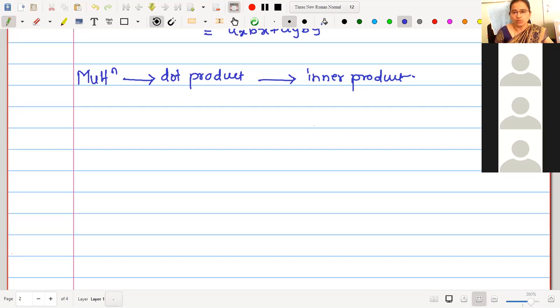Now while making the generalization, the inner product was defined in such a way that it should follow all the properties. Therefore here I just want to show you the properties in detail.